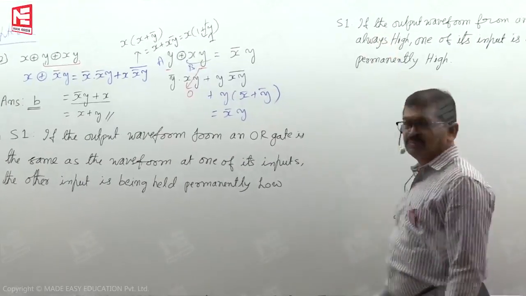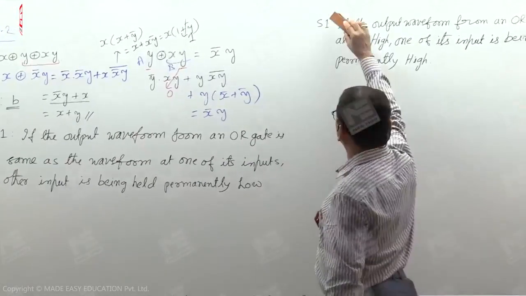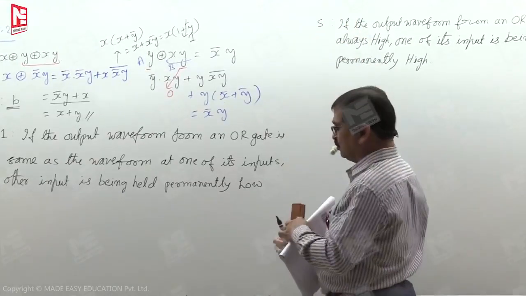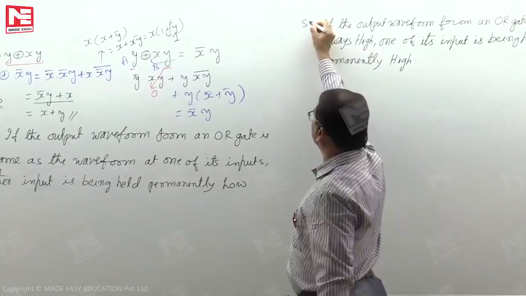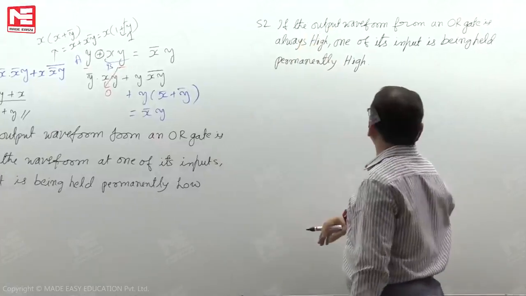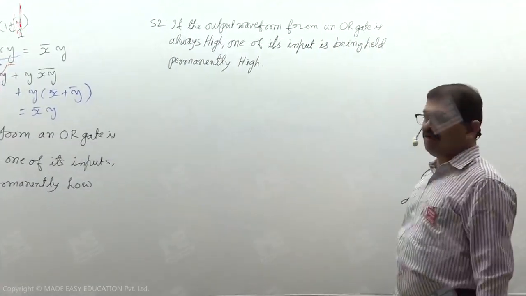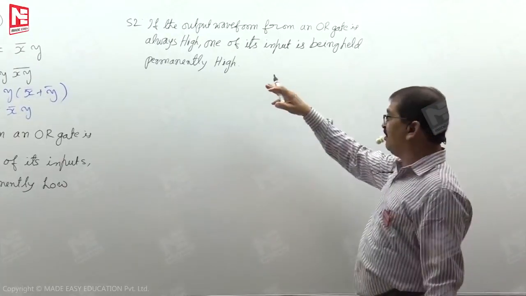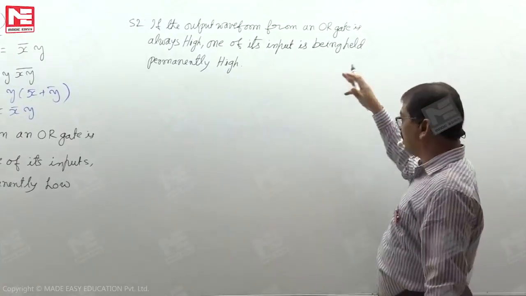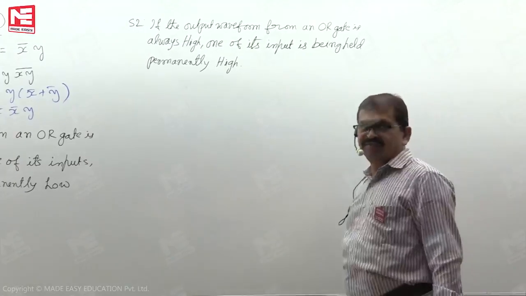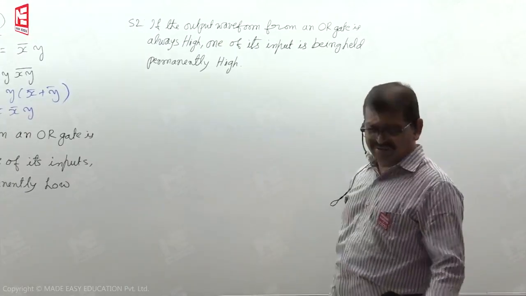And statement 2, S2. Statement 2 is: if the output waveform from an OR gate is always high, one of its inputs is being held permanently high. These are the 2 statements we are having.